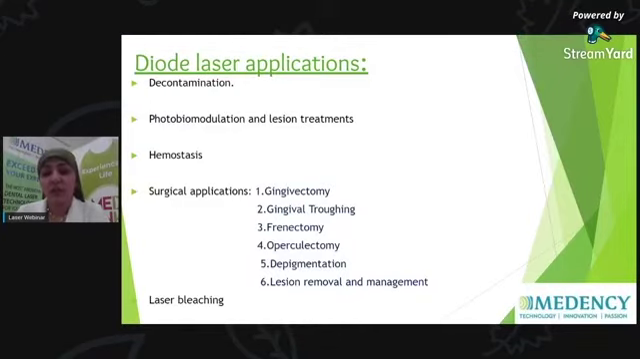These are the main and basic applications you can use in your dental practice, in your dental clinic. I'm going to talk about every point from these applications briefly, like decontamination, photobiomodulation, and lesion treatments, hemostasis, surgical applications, like gingivectomy, gingival trophy, phenectomy, operculectomy, depigmentation, lesion removal, and their management, and finally with the laser bleaching.